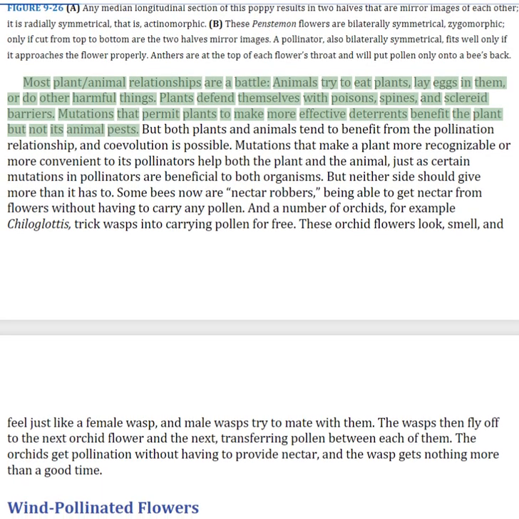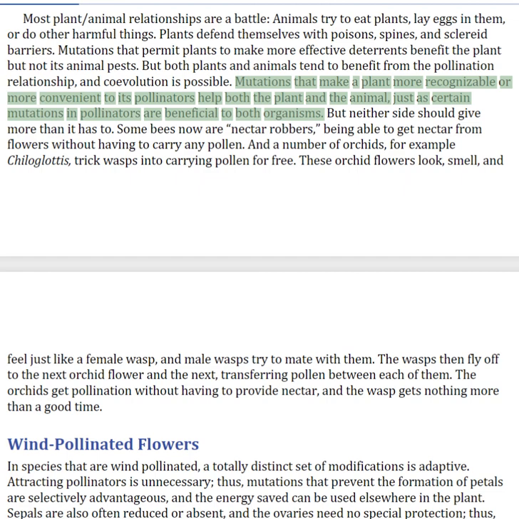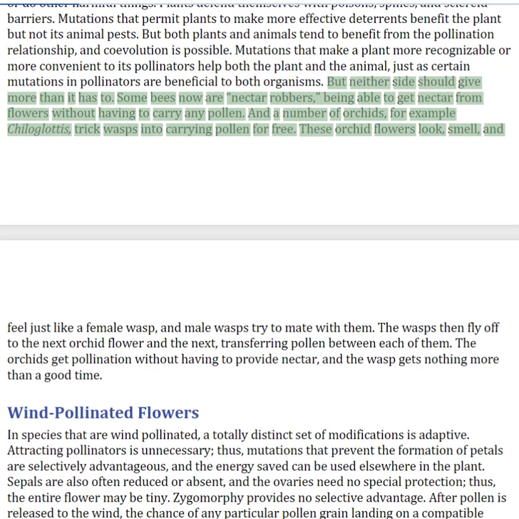Most plant-animal relationships are a battle. Animals try to eat plants, lay eggs in them, or do other harmful things. Plants defend themselves with poisons, spines, and sclerenchyma barriers. Mutations that permit plants to make more effective deterrents benefit the plant but not its animal pests. But both plants and animals tend to benefit from the pollination relationship, and coevolution is possible. Mutations that make a plant more recognizable or more convenient to its pollinators help both the plant and the animal, just as certain mutations in pollinators are beneficial to both organisms. But neither side should give more than it has to.